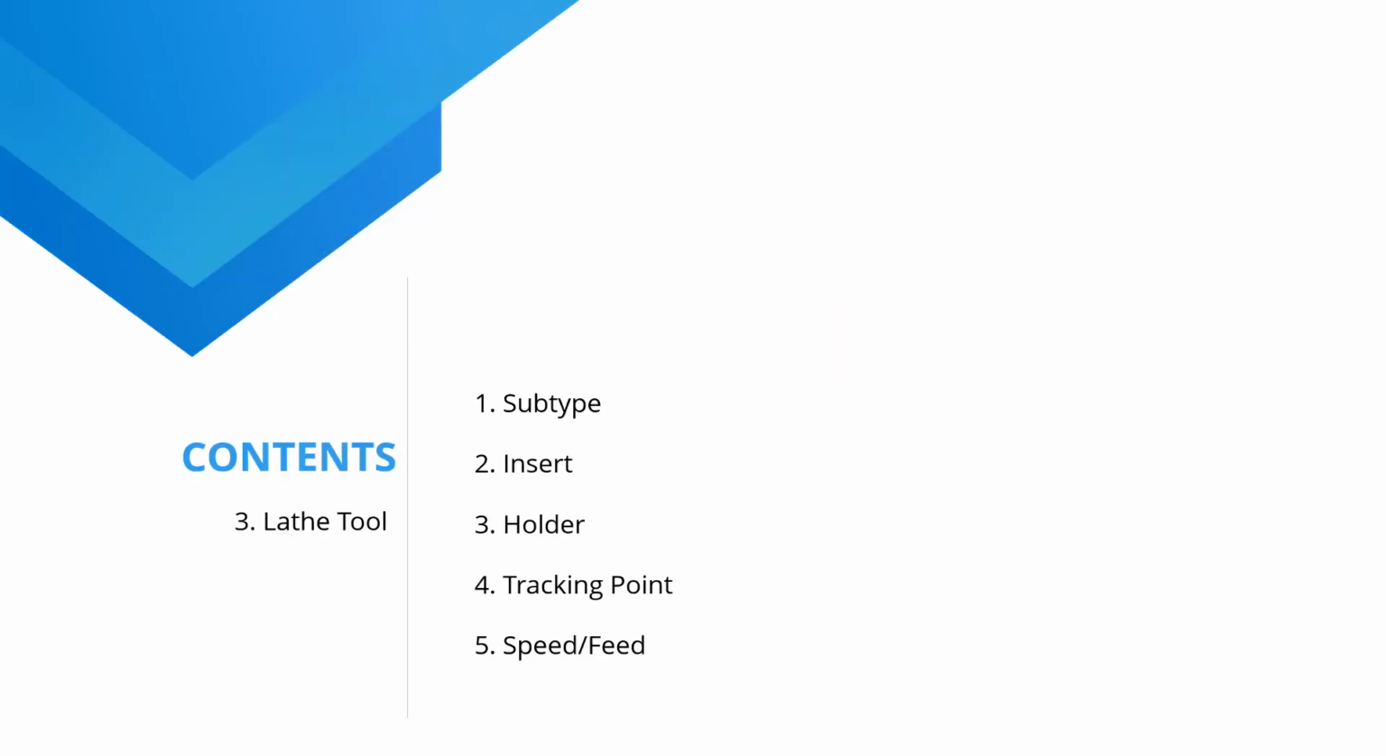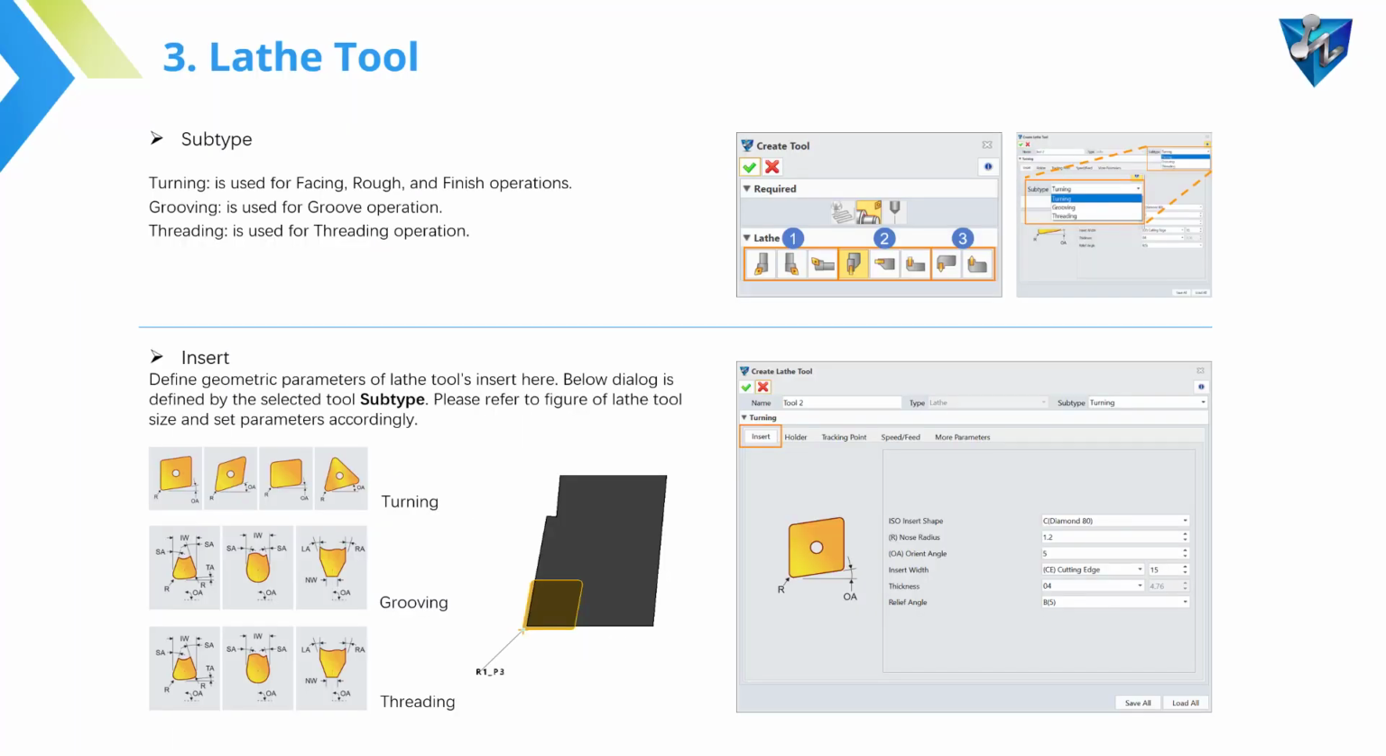Next, we will discuss the parameter settings related to lathe tools, including subtype, insert, holder, tracking point, and speed/feed. In the Tool Manager, there are 3 subtypes: turning, grooving, and threading. Turning is used for facing, rough, and finish operations. Grooving is specifically used for groove operations. Threading is intended for threading operation.